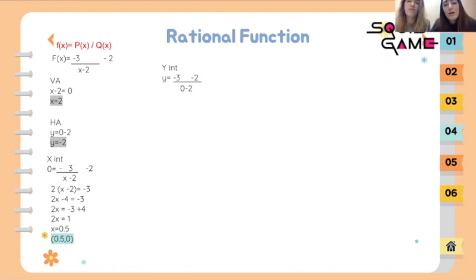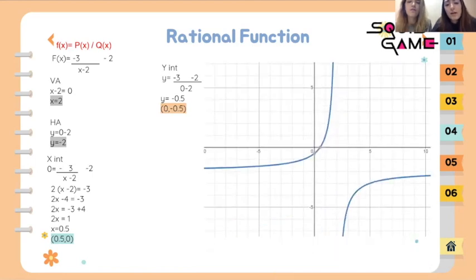Then we have the y-intercept. We have to replace x with 0, and we solve it in the calculator, and we got -0.5. So the y-intercept is (0, -0.5). We plot in the graph, and the domain is -infinity, 2, union with 2, infinity. And the range will be -infinity, -2, union with -2, infinity.